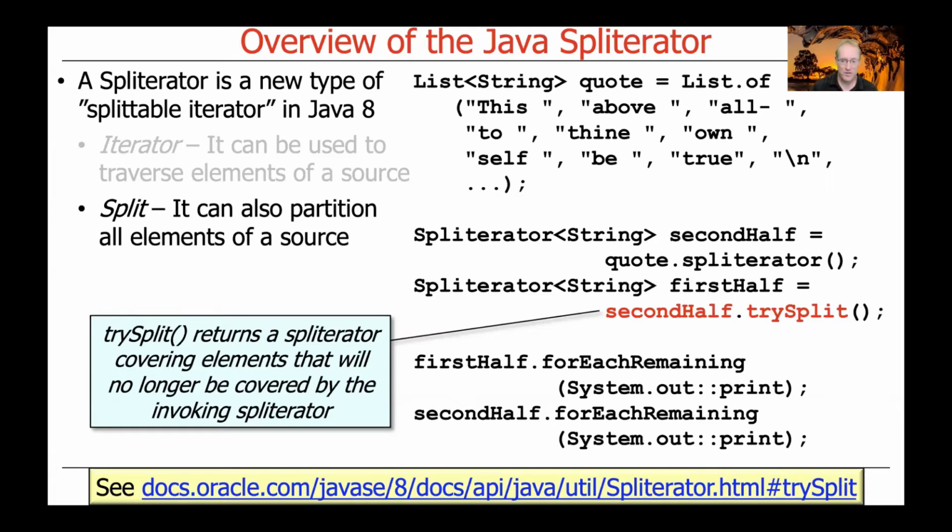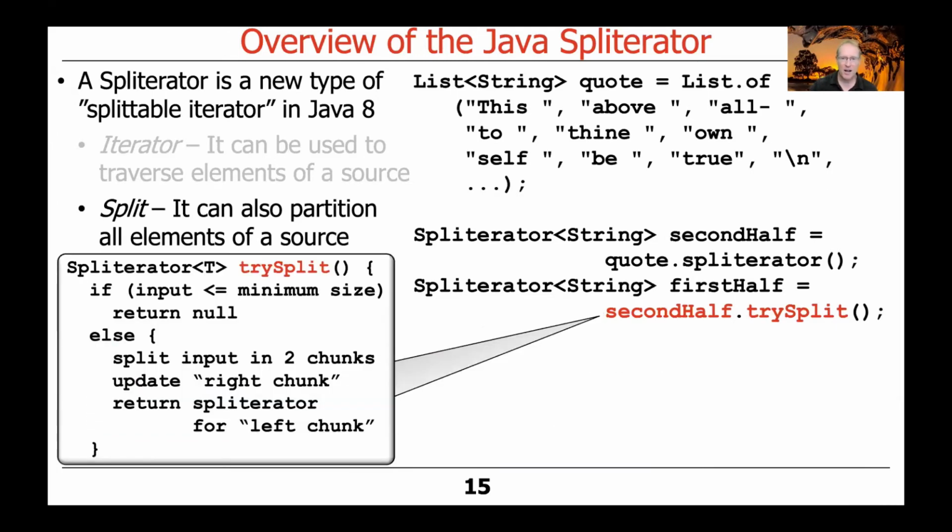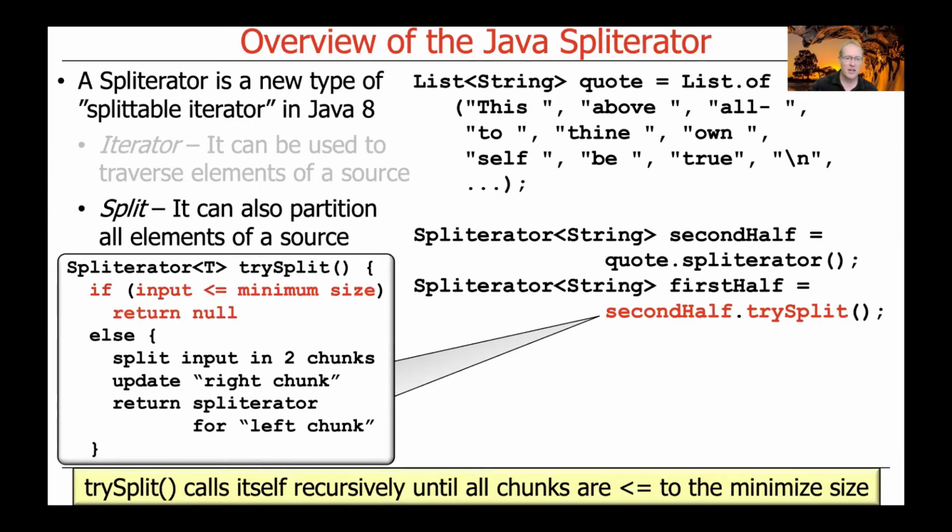And once we have done that for this particular case, we'll see how it gets used. This is basically the way that trySplit typically works in practice. What it does is it first checks to see if the input is below or equal to some minimum size, which is usually 1 or 0.